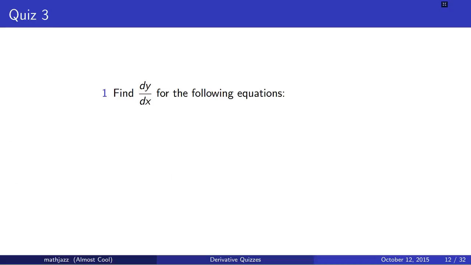Find dy/dx for the following equations. A. x squared plus y squared equals 9. B. y squared plus x cubed equals x squared. C. 8 equals 4y plus x squared y.